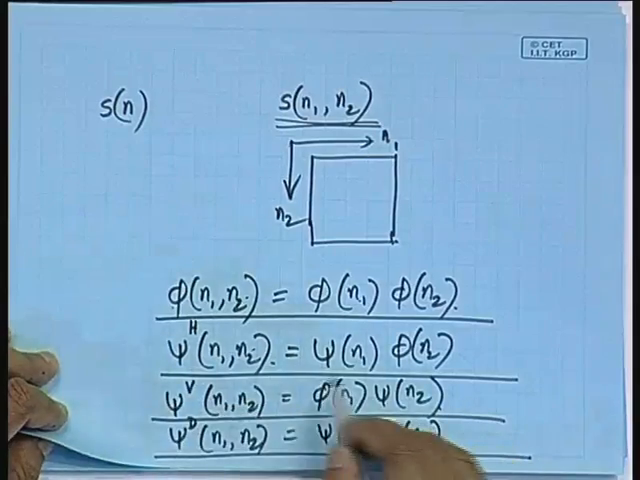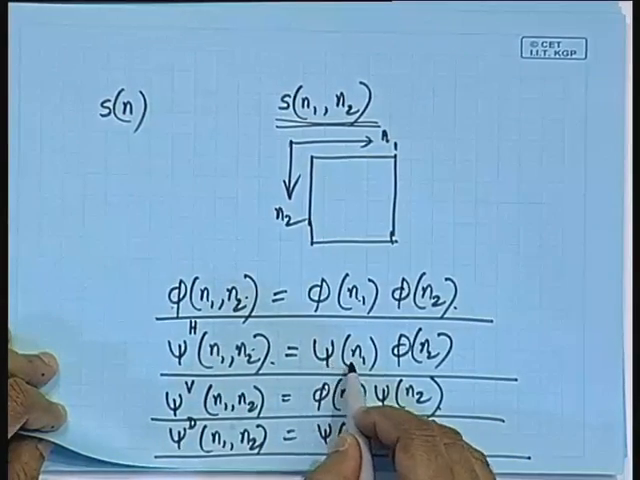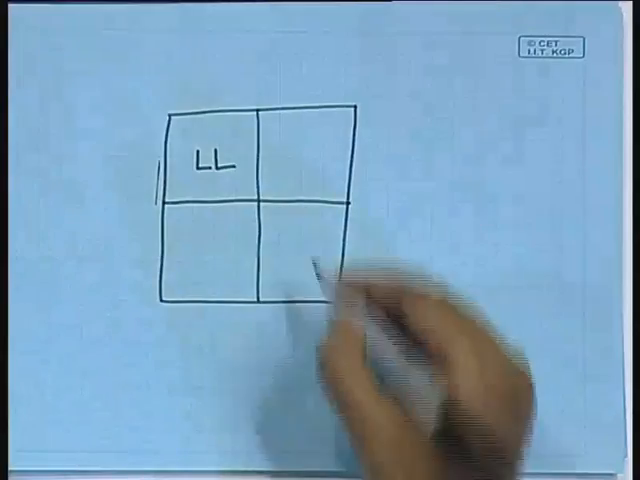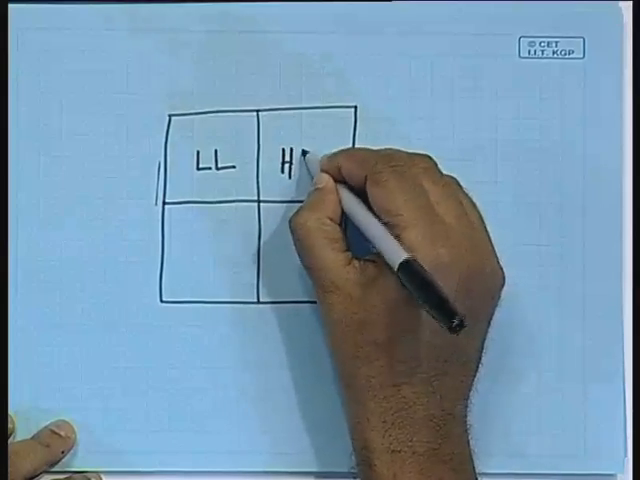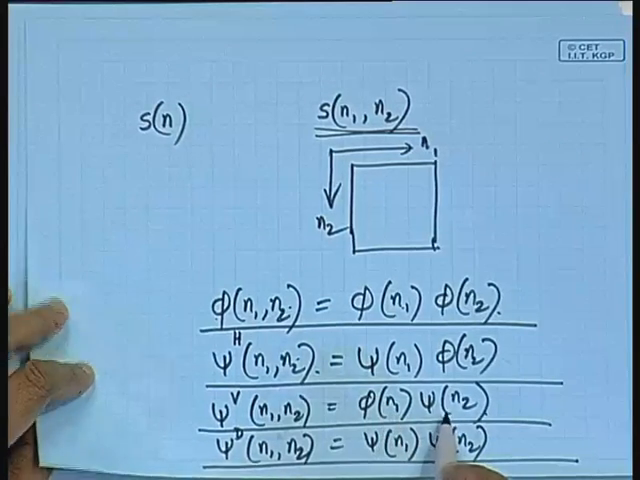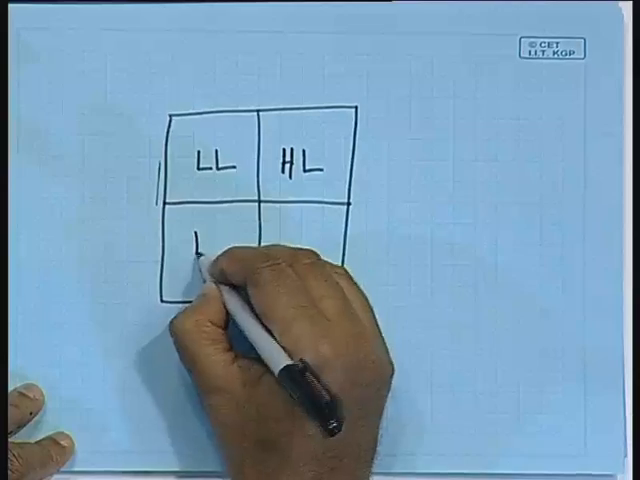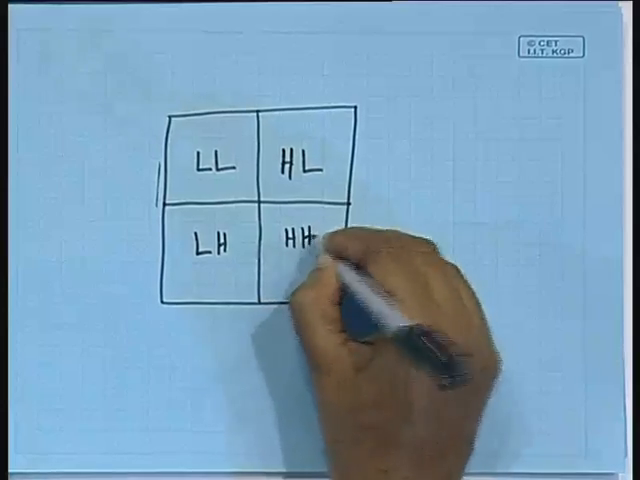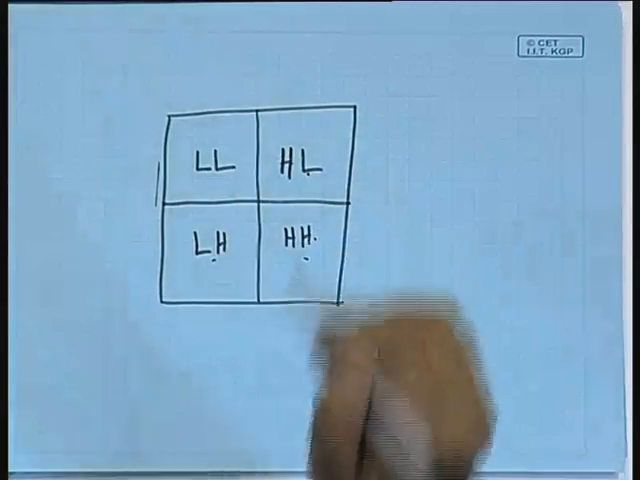Here it is horizontally high passed, but vertically low passed, so I call it HL. What is this one? This one is horizontally low passed, but vertically high passed, LH. And this one, the last filter, is horizontally high passed and vertically also high passed. So, LL, HL, LH, HH. So, 4 different filtered versions I am obtaining.